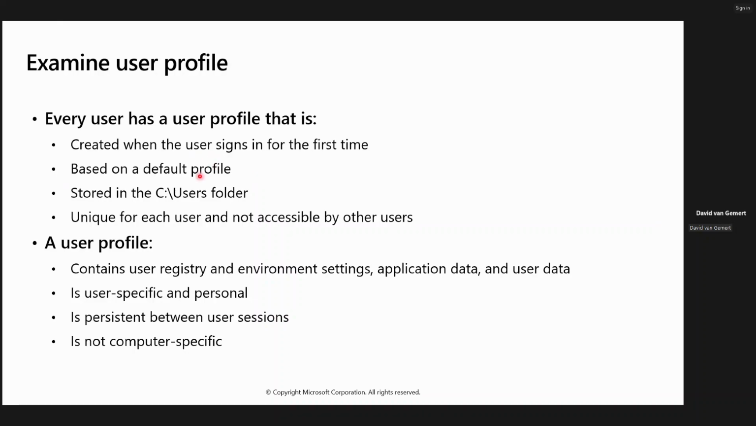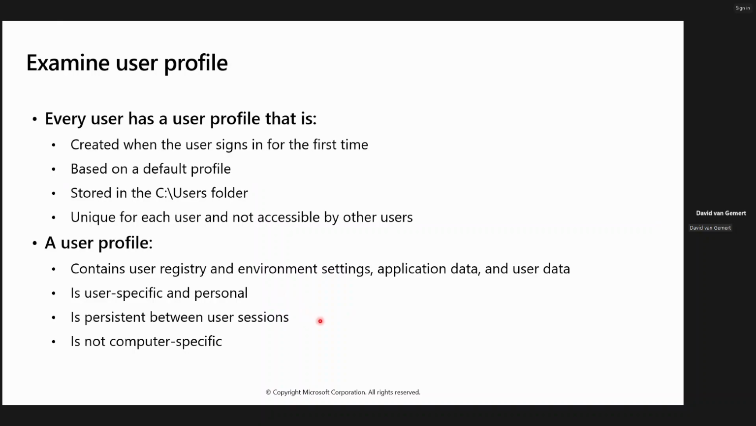What do we store in our users folder, or our user profile? Well, basically everything. So your user registry settings, any group policy settings that have been configured for that user are stored under the ntuser.dat file in the root of your user profile. Environment settings, application data, user data. So things like your My Documents, your My Music, your My Videos, all of that stuff sits in your user profile. So it's user specific and personal.